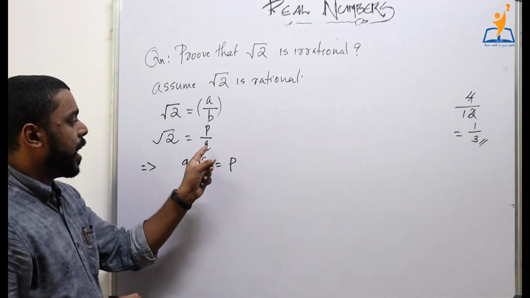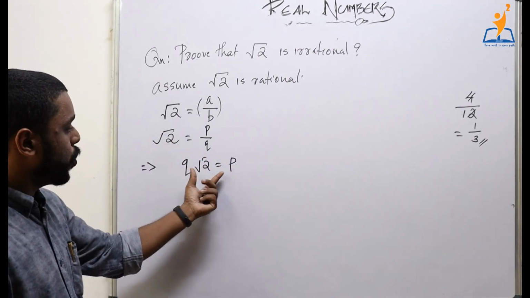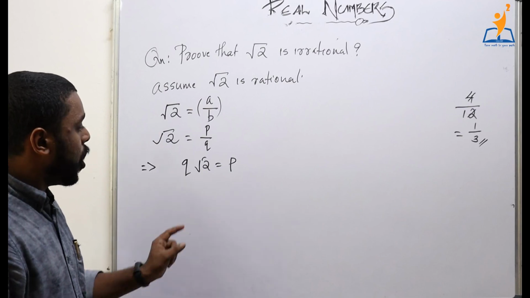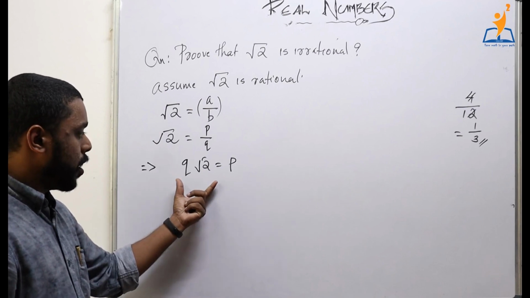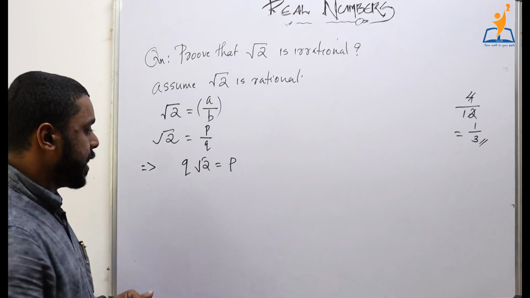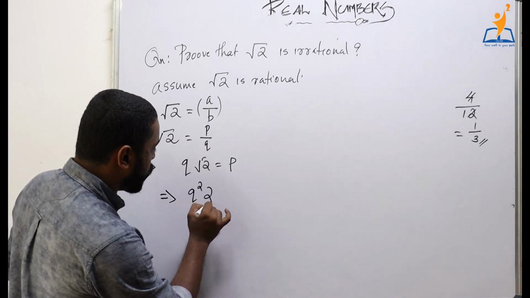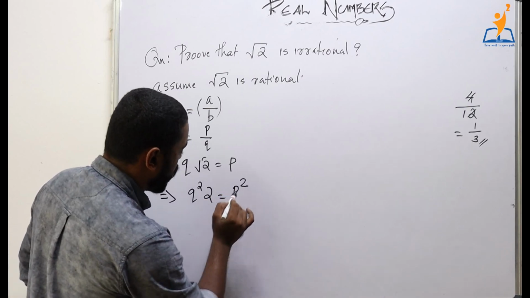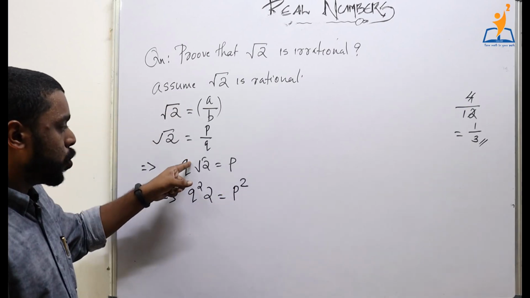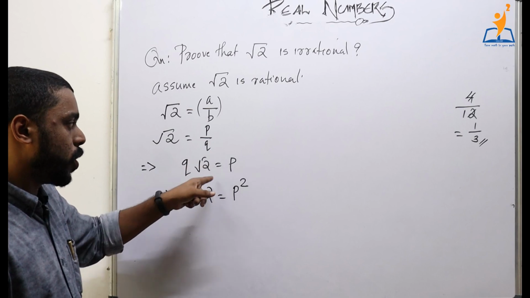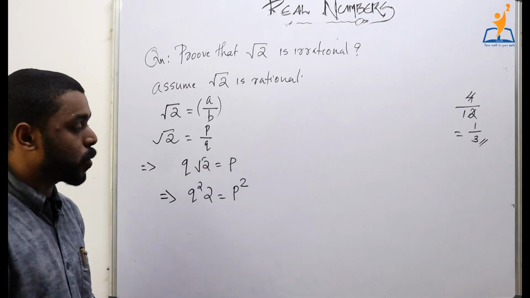We cross multiplied q to root 2, so we get q root 2 is equal to p. Now we are going to square both sides, which will result in q square into 2 equal to p square. We squared to get q square, and root 2 square will be 2, equal to p square.